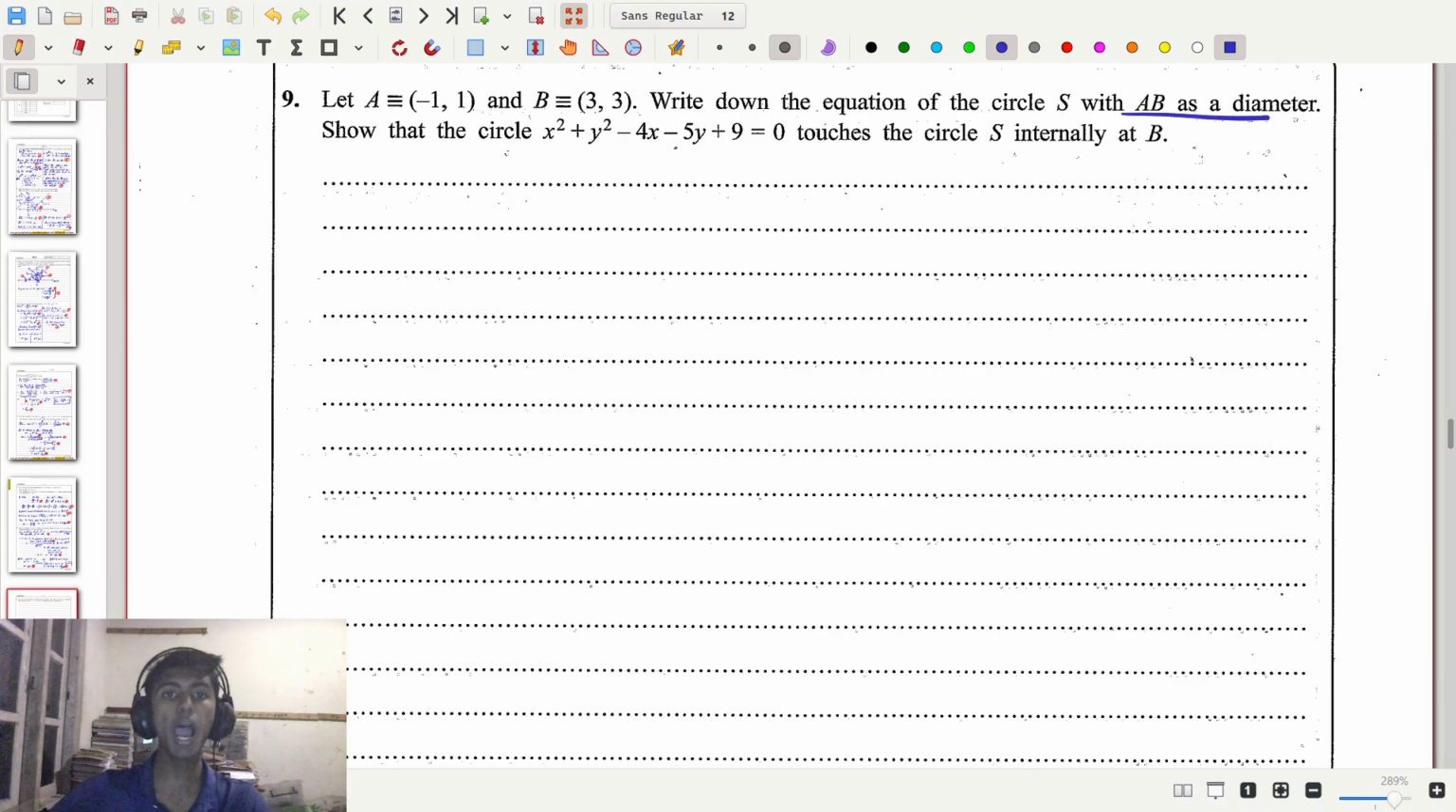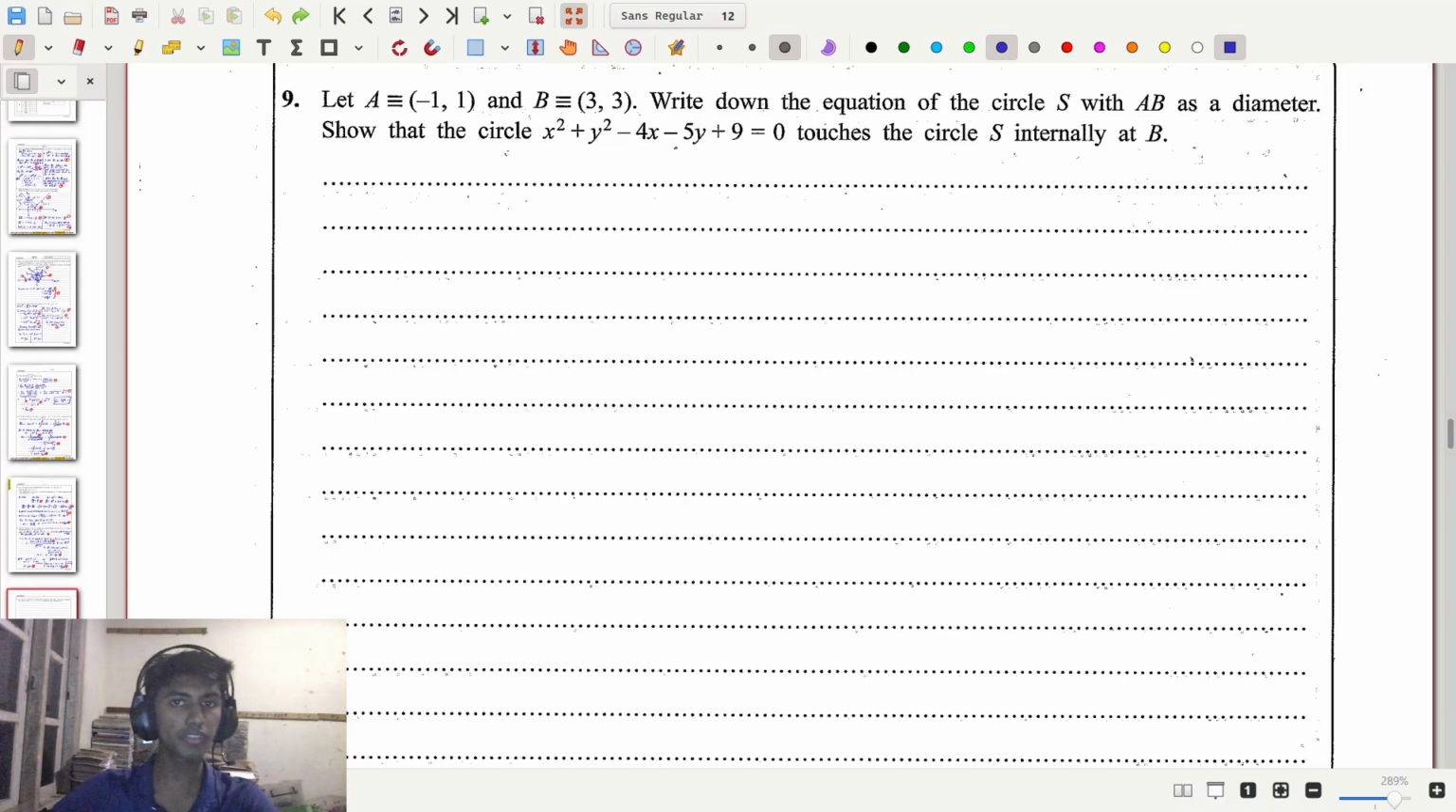After this, we are asked to show that the circle x squared plus y squared minus 4x minus 5y plus 9 equals 0 touches the circle S internally at the point B. So there are two circles, one is S and there's this other circle, which in our answer we'll call S dash, and we have to show that these two circles touch internally, and they touch internally at the point B.